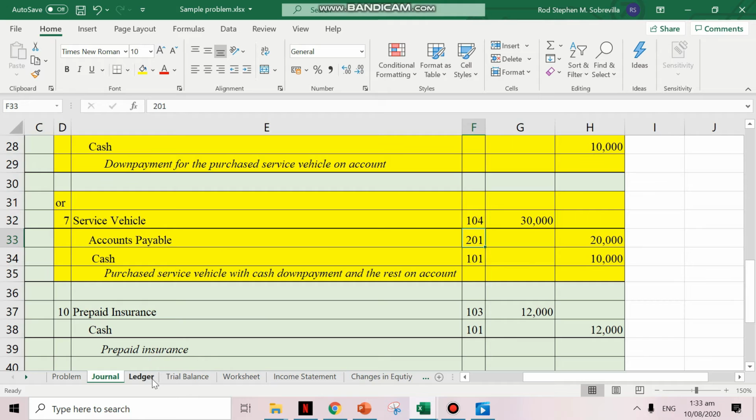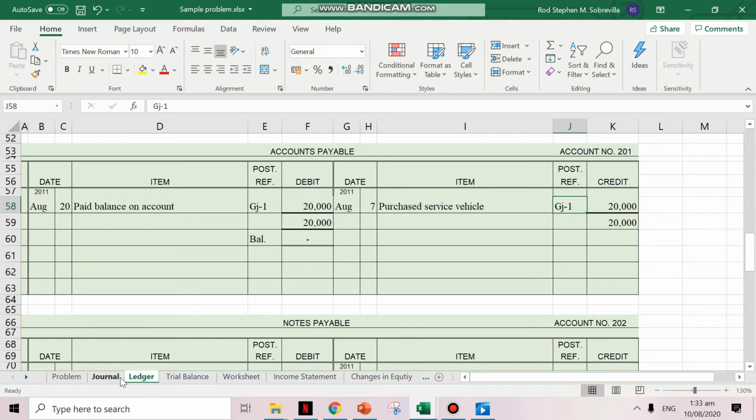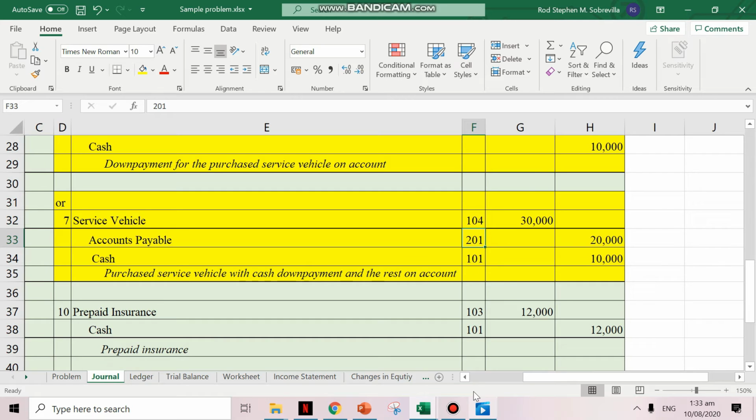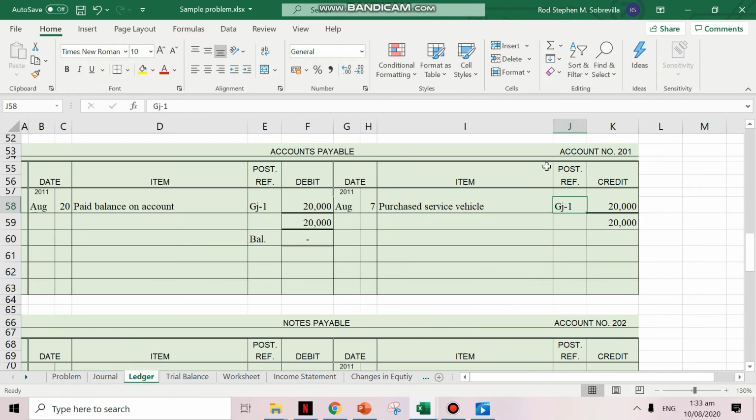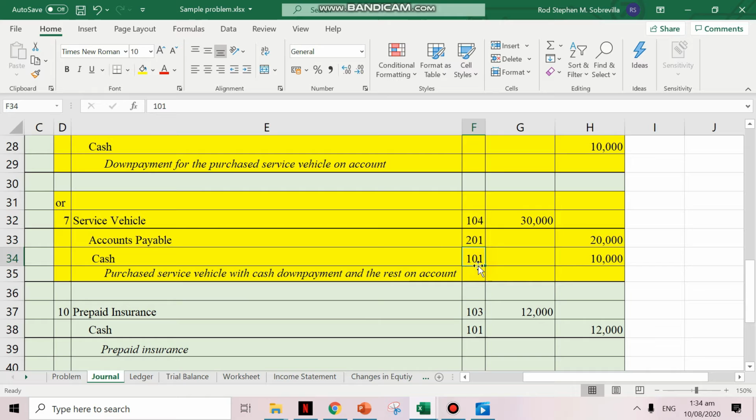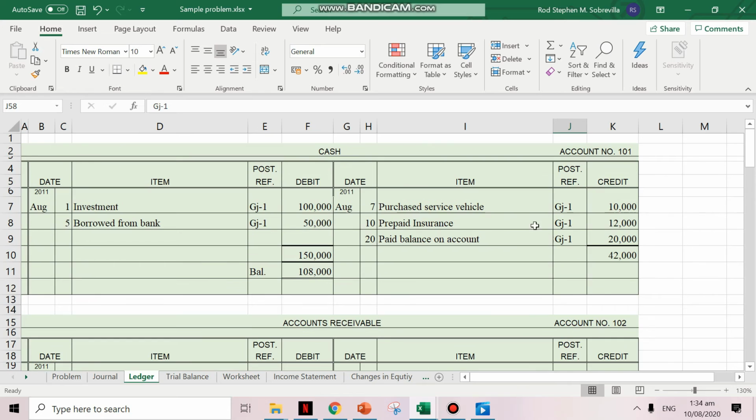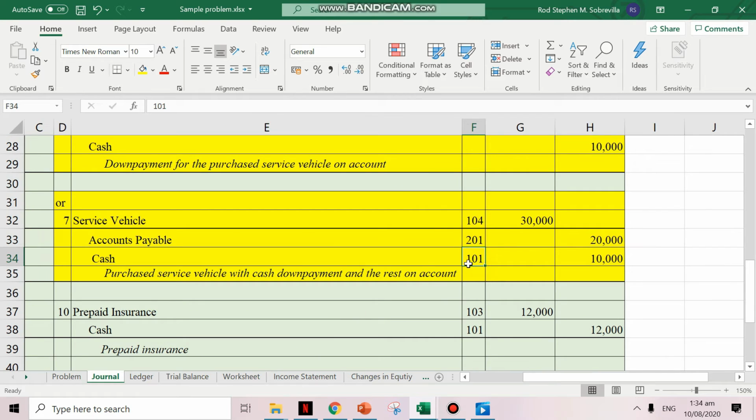Kasi baka mamaya, na-post nyo na pala. Tapos hindi nyo pa pala nalagyan nito. Tapos mamaya, pag binalikan nyo, hindi ko pa pala ito na-post. Tapos pinost nyo ulit. Nako, na-doble tayo dyan. Hindi magbabalance yan. So, pag sunud-sunod nyo yan, pagka-posting reference mo, maalala mo, ipo-posting reference mo si General Journal. Yan. And then, decrease cash, credit. So, punta tayo sa credit, right side ng cash, August 7, and then, purchase vehicle, 10,000, and then, General Journal, account number, and then, ilagay mo yung account number.